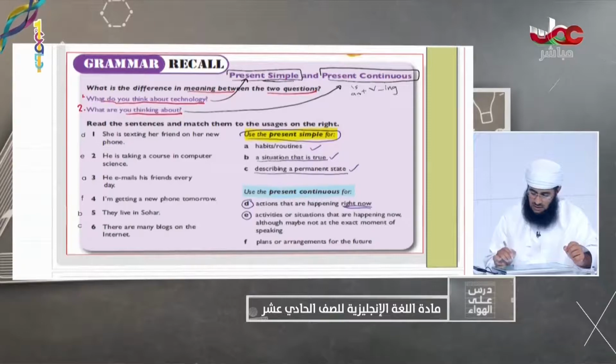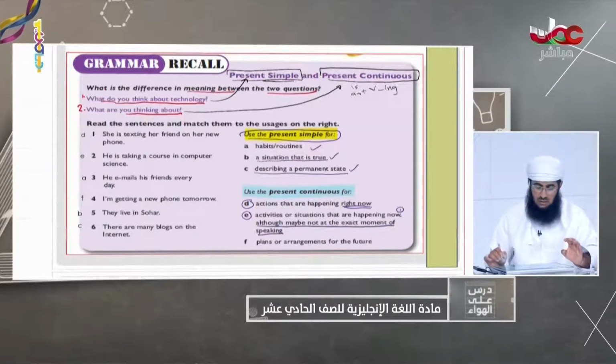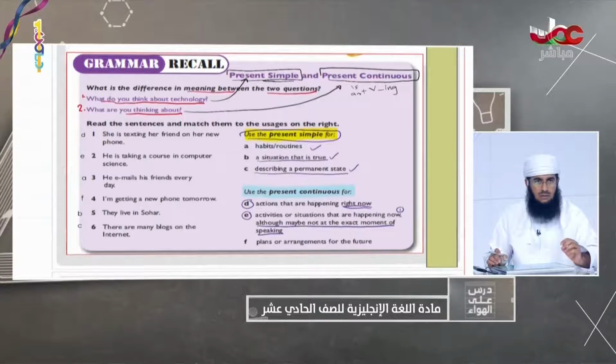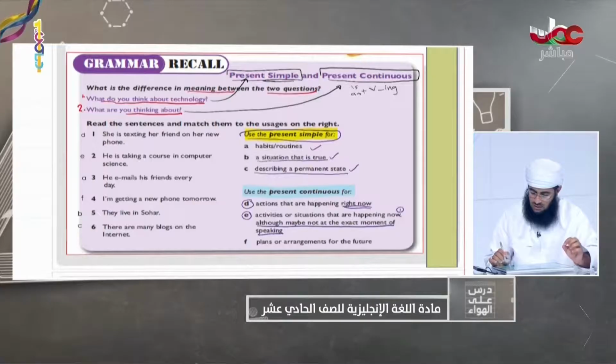The second meaning here: activities or situations that are happening now, although maybe not at the exact moment of speaking. It's happening now, but it doesn't mention a specific time. For example, I know that my brother is at home right now, but when he came to the house, I have no idea. But I'm sure that he is at the house, so I can say that my brother is sleeping in the house, for example.